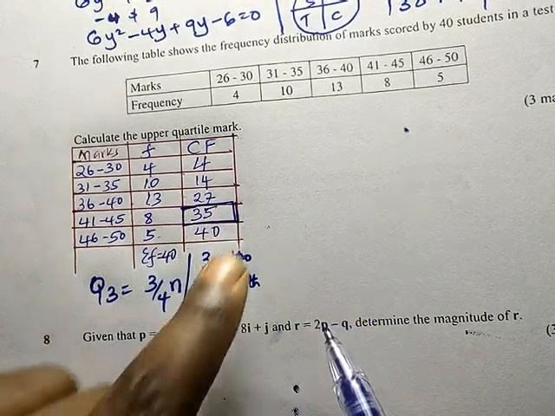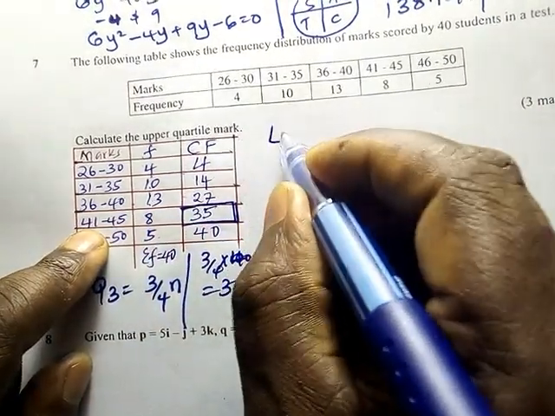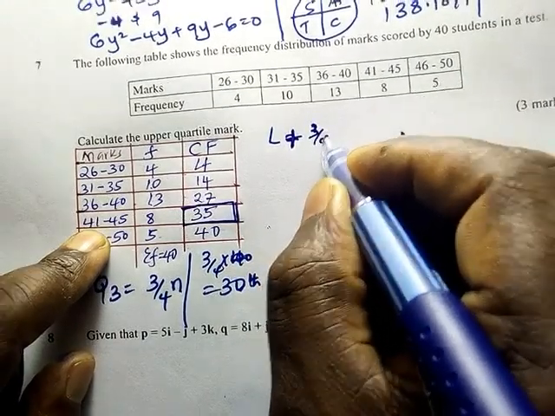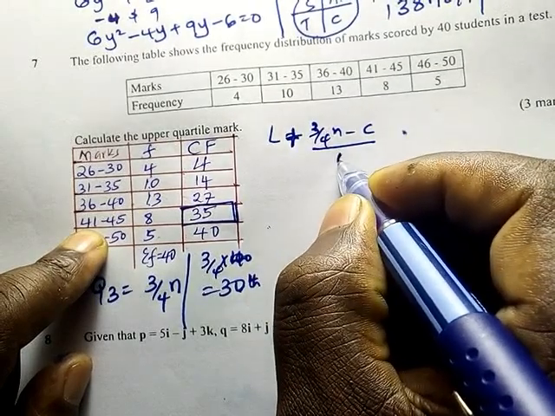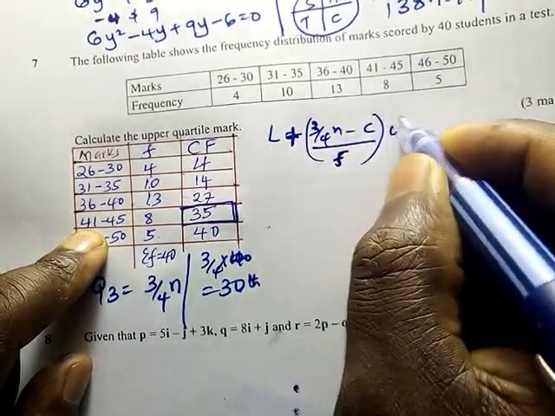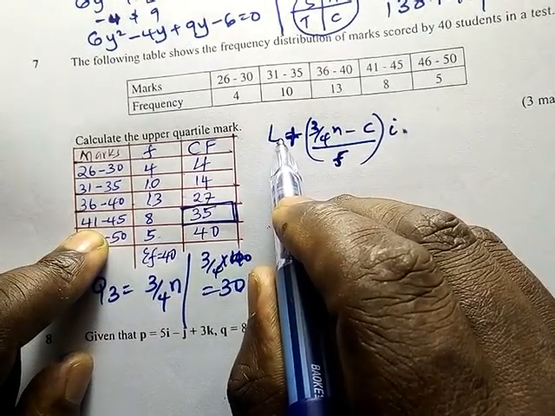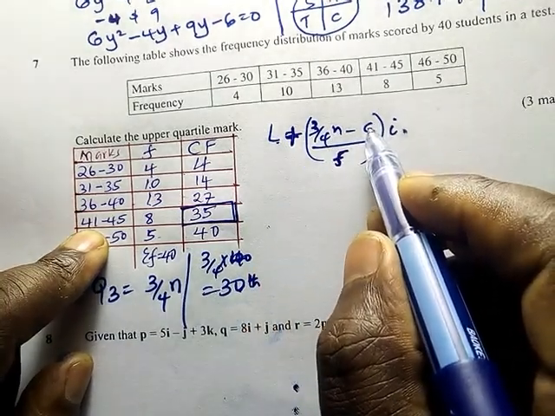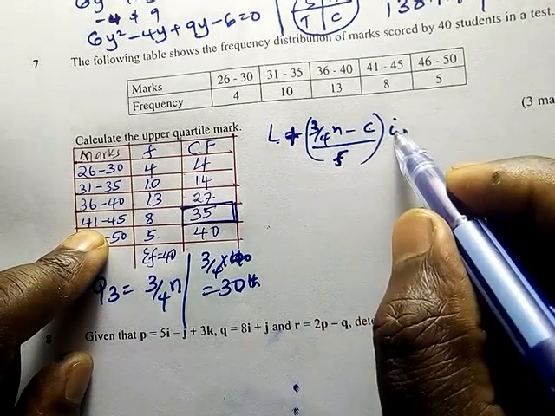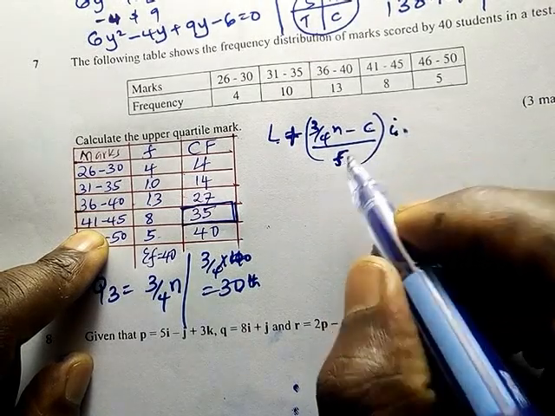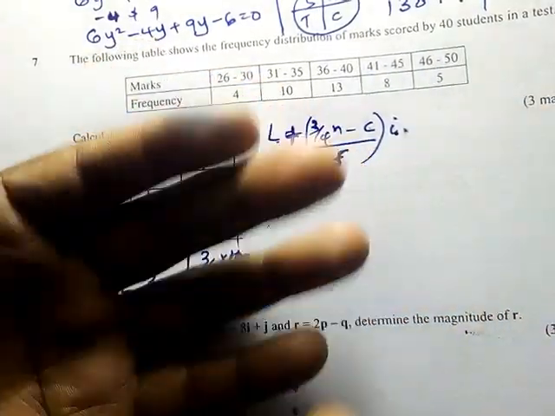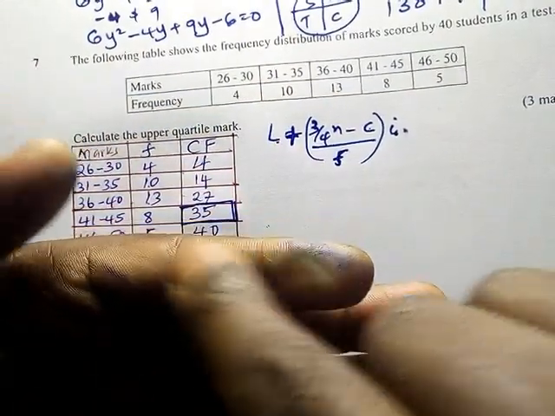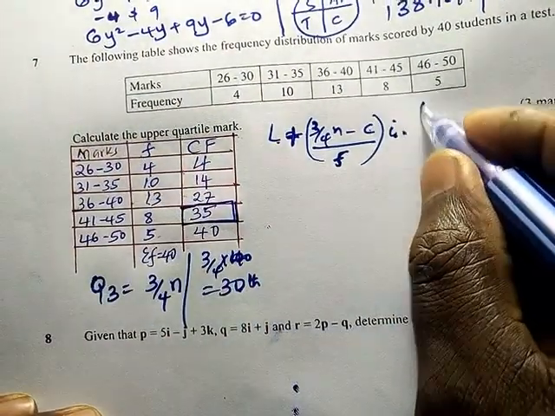So we come here and then we use the formula Q3 is equal to L plus 3 over 4n minus c divided by f times i. This is the lower class limit of the quartile class. This is the cumulative frequency above. This is the class interval, and this is the frequency. The class interval here, we count like this. We start at 26. We say 26, 27, 28, 29, 30. So the class interval is 5. Our i is equal to 5.